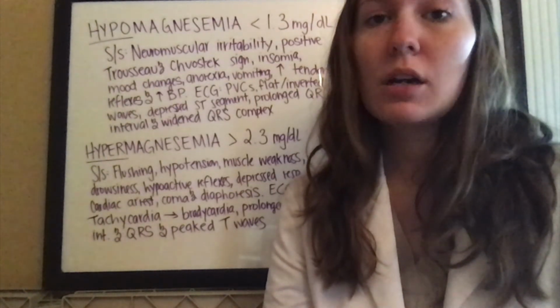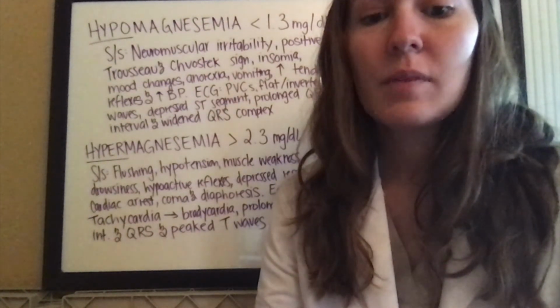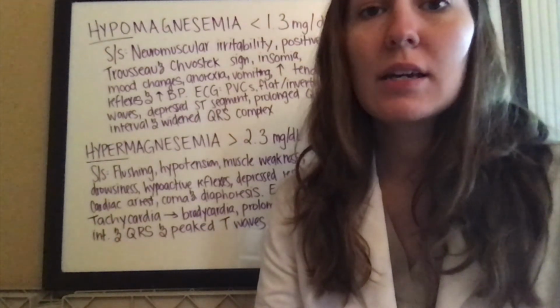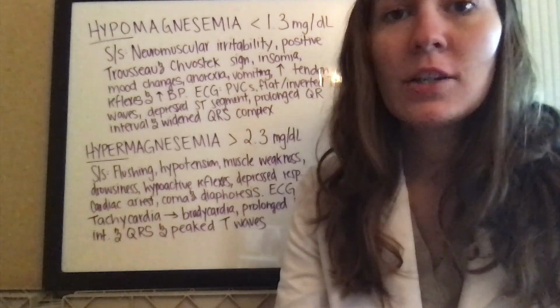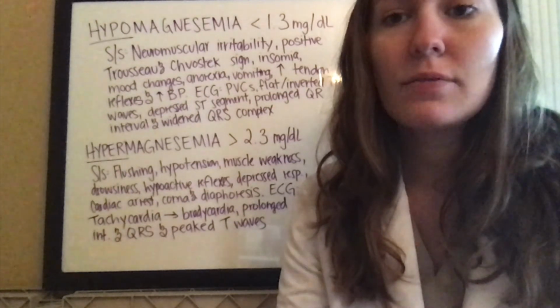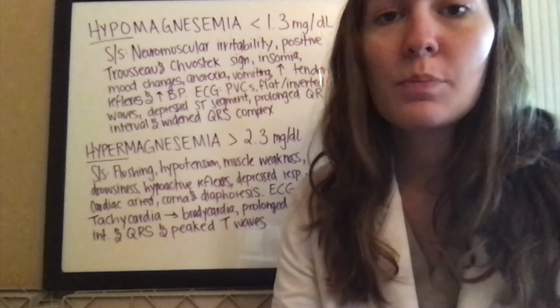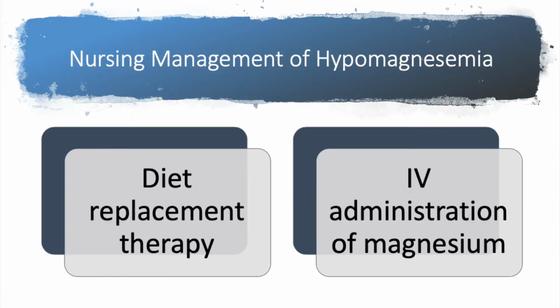Signs and symptoms include neuromuscular irritability, positive Trousseau and Chvostek signs, insomnia, mood changes, anorexia, vomiting, increased tendon reflexes, and increased blood pressure. EKG changes that are noted include PVCs, flat or inverted T waves, depressed ST segment, prolonged PR interval, and widened QRS complex. The nurse educates the patient with hypomagnesemia about sources of magnesium-rich foods that should be included in his or her diet, such as green vegetables, nuts, legumes, bananas, and oranges.